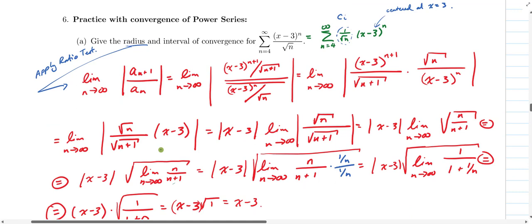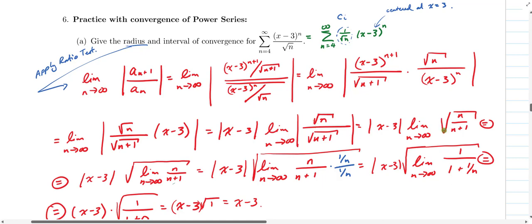The next move is one that's different as well from what we've seen before, in that this expression x minus 3 does not have an n in it, which is our limiting variable. And so as far as n is concerned, this is a constant, and so I can factor it out of the limit. Notice, though, that it comes out with this absolute value here. So I'm left with the limit of this ratio multiplied by that expression. So there's that x minus 3 expression, and that limit.